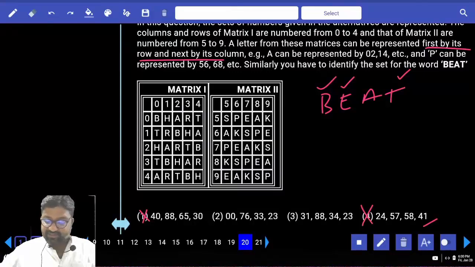7th row 6th column, is it E? Yes. 88. Yes. Now I'll go for A. 33, 3 3, is it A?